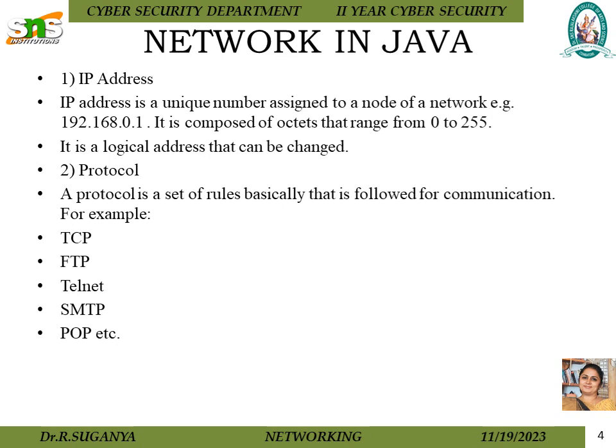What is an IP address? It is a unique number assigned to a node of a network. For example, 192.168.0.1. It is composed of octets that range from 0 to 255. It is a logical address that can be changed. Next is protocol. A protocol is a set of rules that is followed for communication. For example, TCP, FTP, Telnet, SMTP, POP, etc.